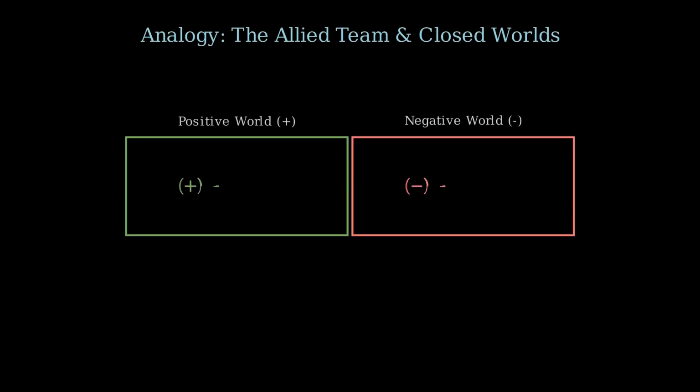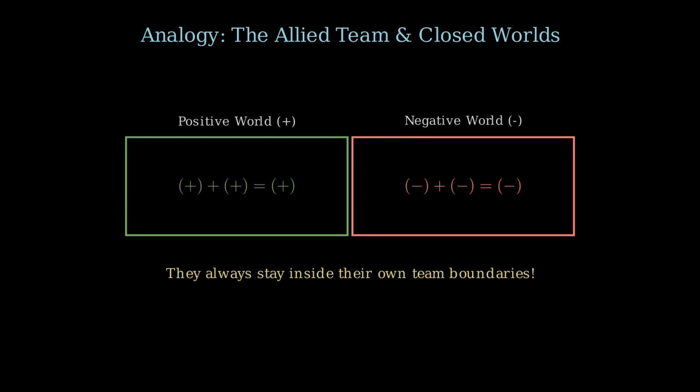Think of addition as teams joining forces. When two positive numbers meet, they are in the same alliance, so they simply combine into a bigger positive team. They never leave their positive world, which means they are closed. The same goes for negative numbers. They combine into an even stronger negative team.